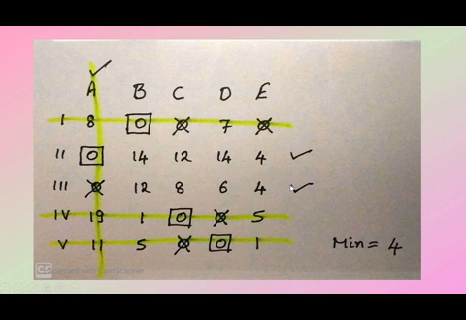Row number 3 does not have an assignment, tick it. So in the ticked row, look for a crossed zero. Tick that particular column. In the ticked column, look for an assignment. Tick the corresponding row. So two rows got ticked, one column got ticked. Draw a line from ticked column and unticked rows.